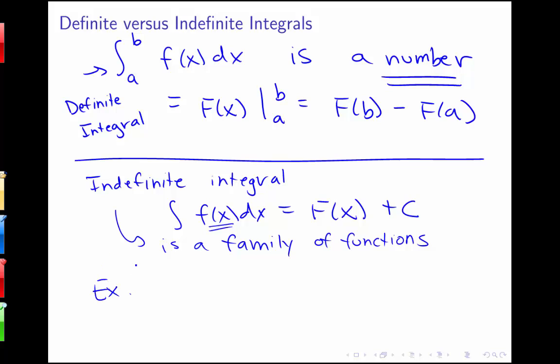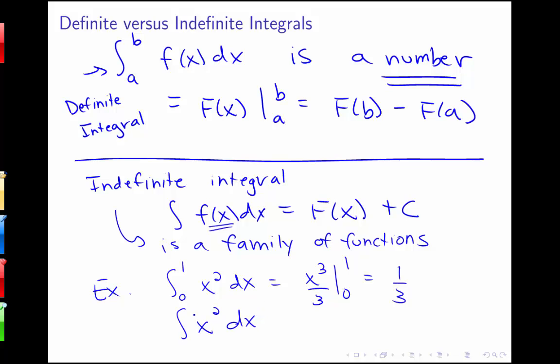So just as a short example of comparing indefinite and definite integrals, if we have the integral from 0 to 1 of x squared dx, we know this would be x cubed over 3 evaluated from 0 to 1, which would give us 1/3. So that would be our definite integral where we're getting a numerical value. If we computed the integral of x squared dx without any limits here, this would be x cubed over 3 plus c. So it would be our most general antiderivative.